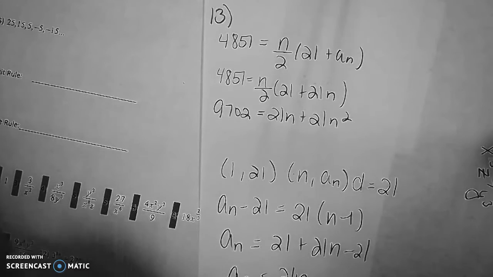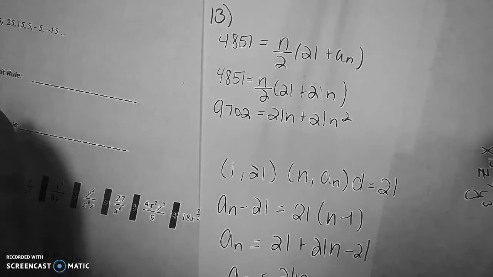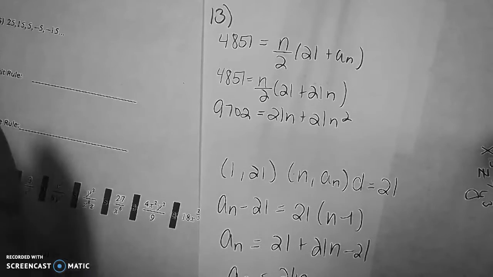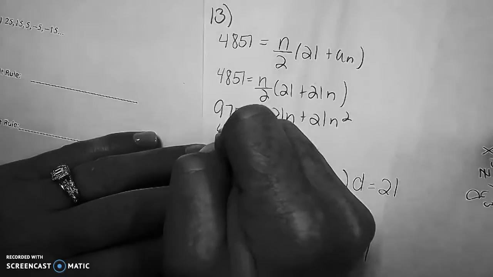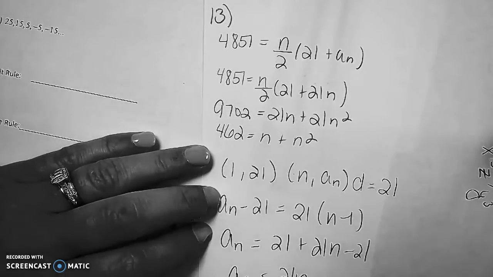And so actually 21 goes into all those. I just tested that on my calculator. So I can actually divide through by 21, and that makes this problem much easier. So I get 462 equals n plus n squared. So this is a quadratic.